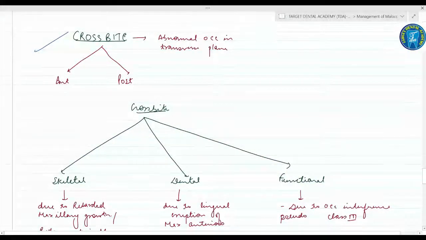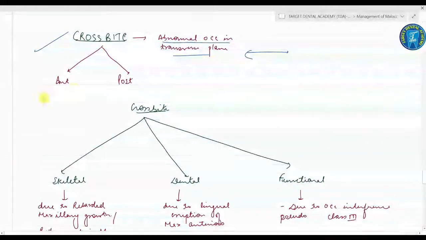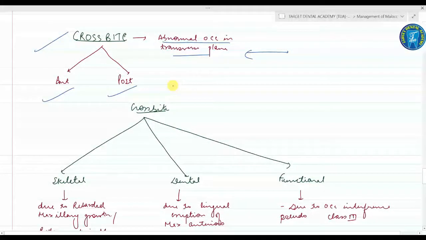The cross bite means there is an abnormal occlusion in the transverse plane. Right? This is what we call a cross bite. Fine. So it is of two types, anterior crossbite and posterior crossbite.